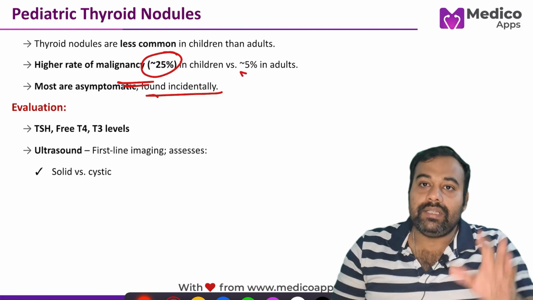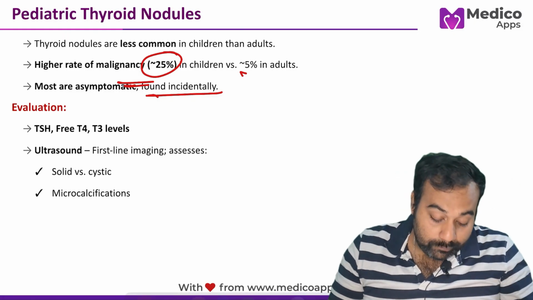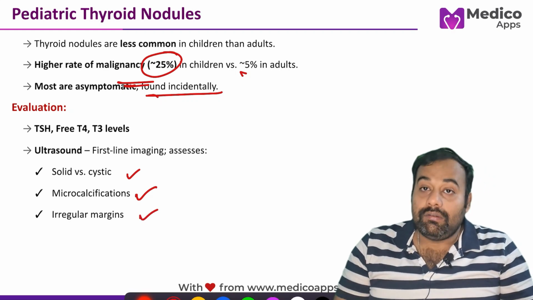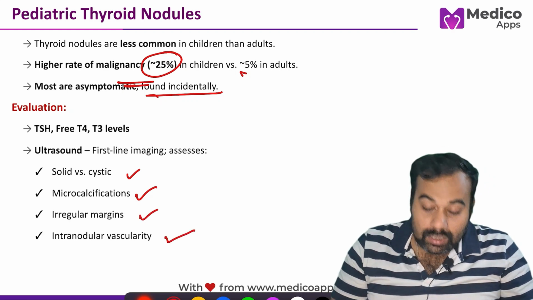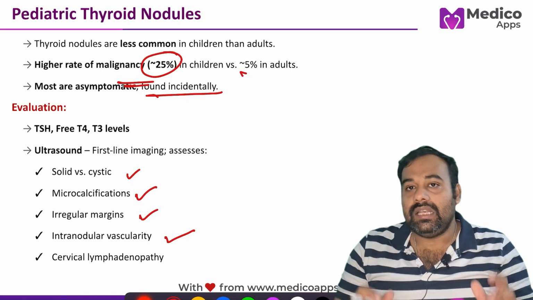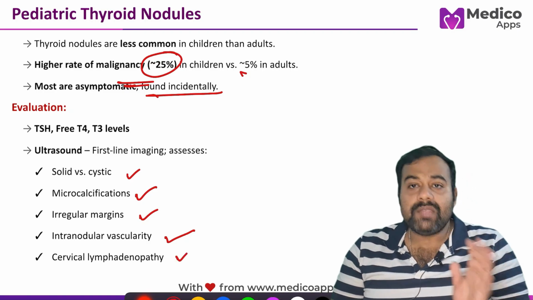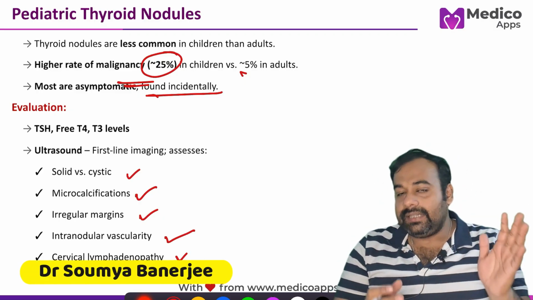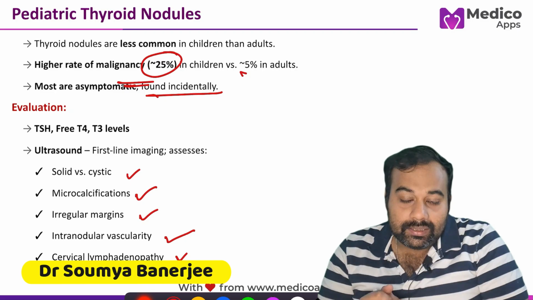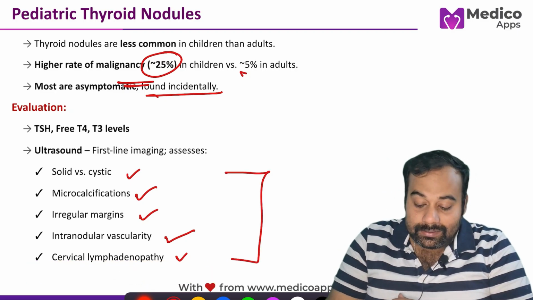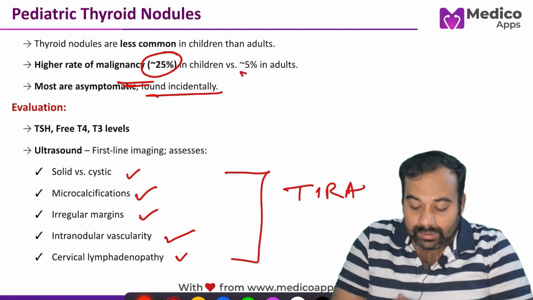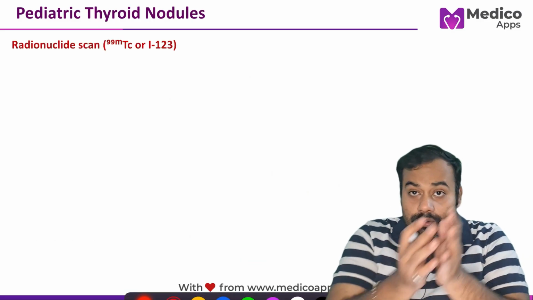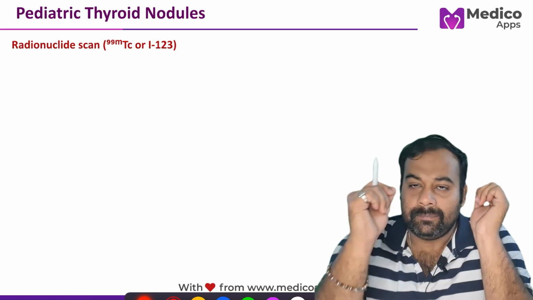It depends upon whether the lesion is solid or cystic, whether there is any presence of microcalcification or not, irregular margin, intranodular vascularity, and cervical lymphadenopathy. These are the 5 important characteristic features that are going to be assessed, and according to that they are also going to give the report in the TIRADS system, right? Following that comes your radionuclide scan.